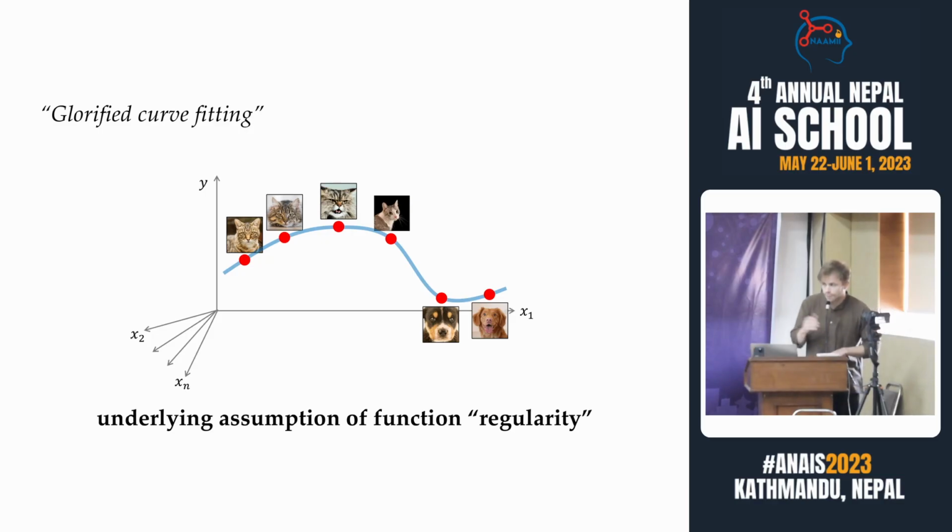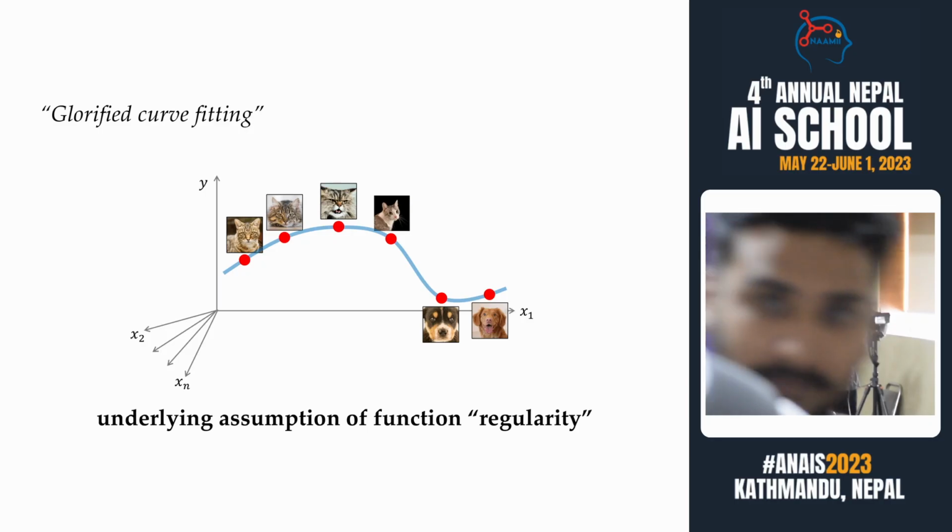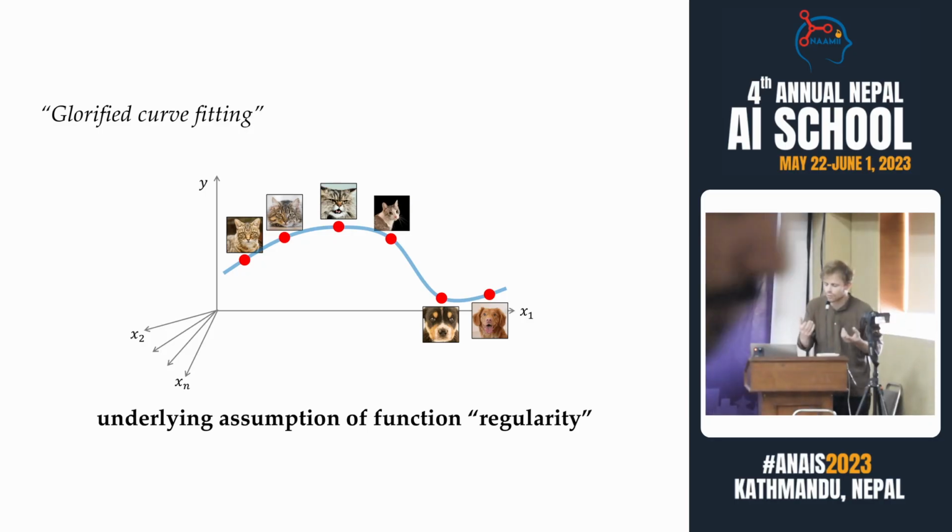So people sometimes call this glorified curve fitting, because at the end of the day, especially in the supervised learning setting, you have your data points and you have labels on them. For example, here in the red points, some of them are cats, some of them are dogs, and you have labels on them, so you say the first 4 are cats and the next 2 are dogs. And so this is what we mean by curve fitting, right?